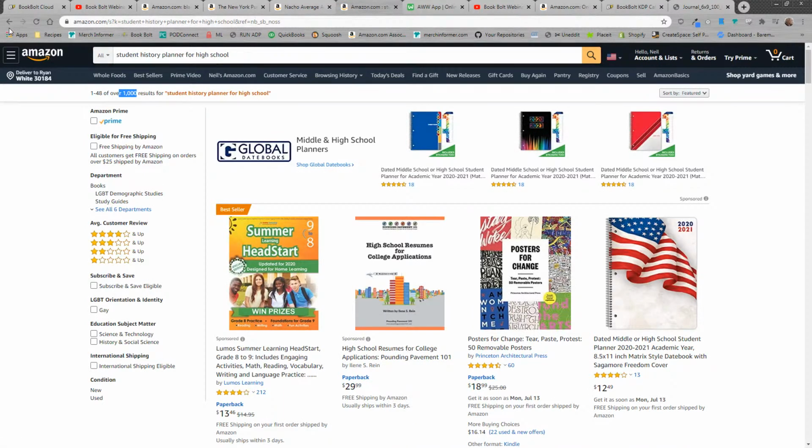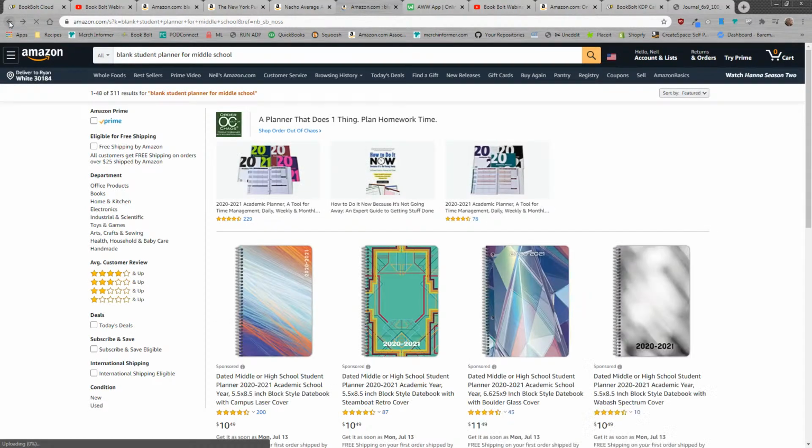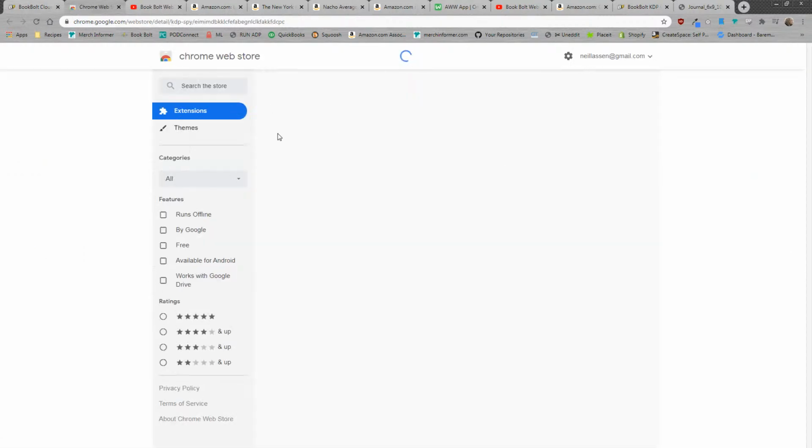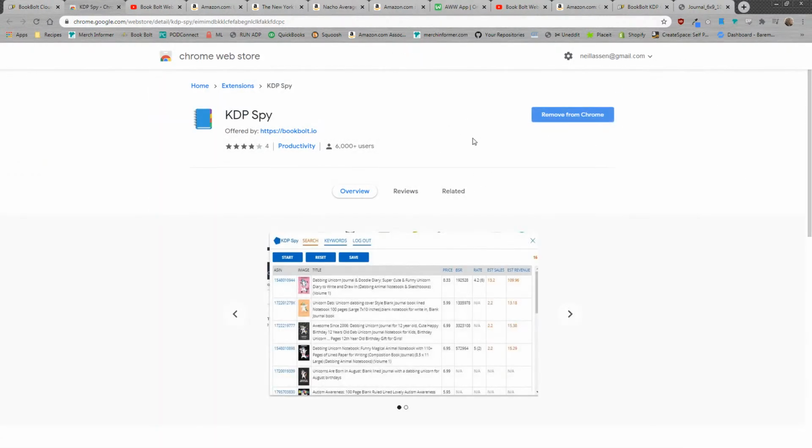But let's go back a few, and I want to show you. So blank student planner for middle school, okay? 311 results. Something I want to show you guys is inside Book Bolt here, if you go up to your name, mine says Neil, you're just going to say whatever you signed up with. Click on KDP Spy right here. Install this extension because I'm going to use it. I'm going to show you how awesome this is.